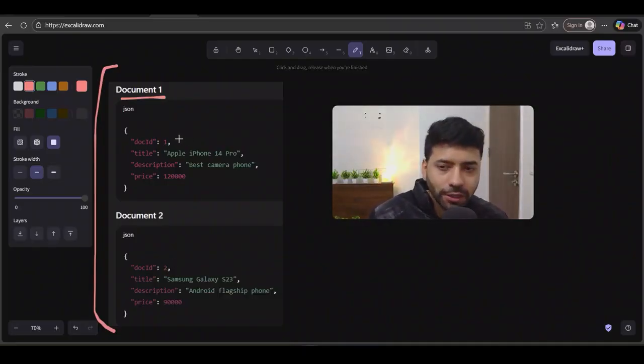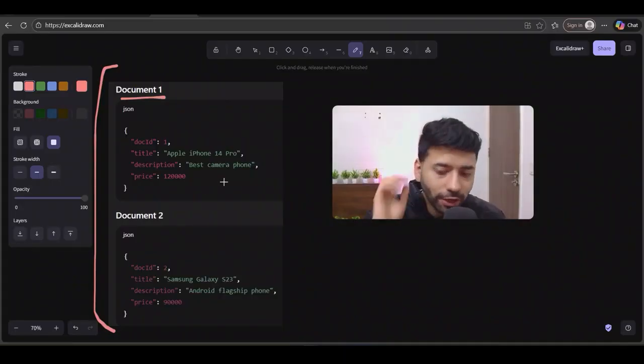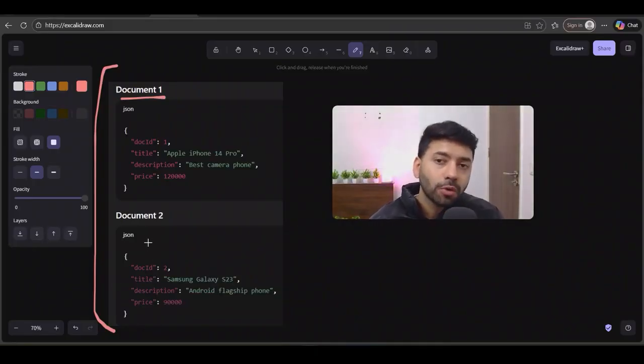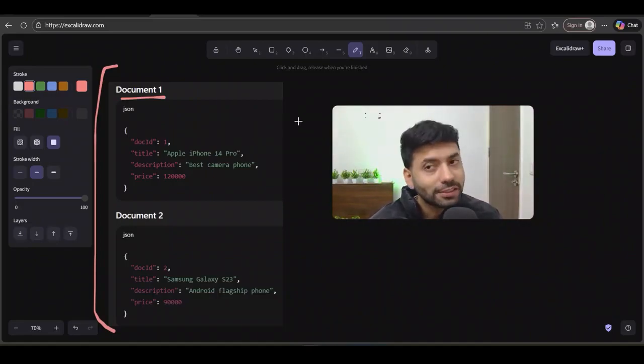Inside that we have information like doc ID, title, description, and price, right? Now what all things will we store? Of course, first the original documents will be stored. But apart from that, when we talk about the search database, there are two more things that are stored. First is the inverted index that we will create now, and second is the metadata.